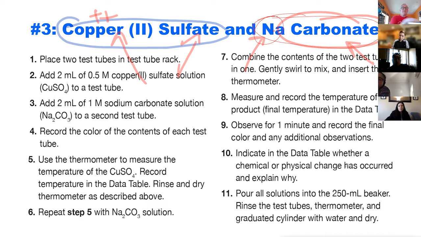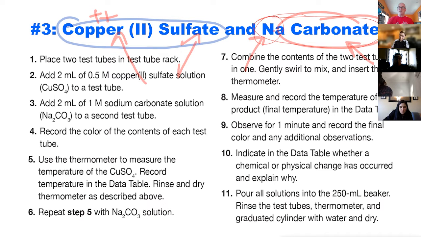So again, about 2 mils of each one in different test tubes, measure the temperature, mix them together, and then put the thermometer in and see what happens. Does the temperature go up? Does the temperature go down? Are colors produced? Is a precipitate produced? Is light produced? And so on.